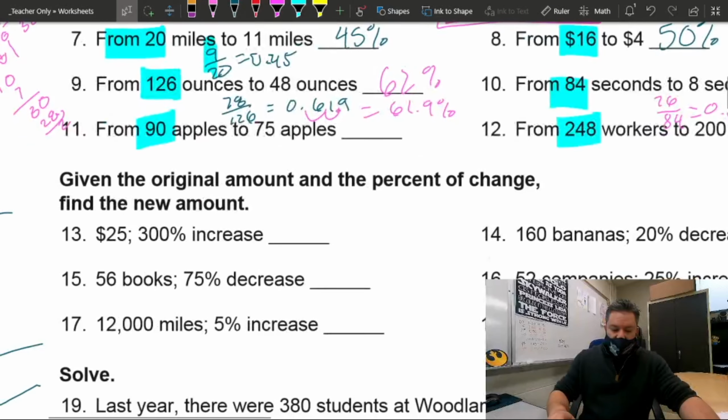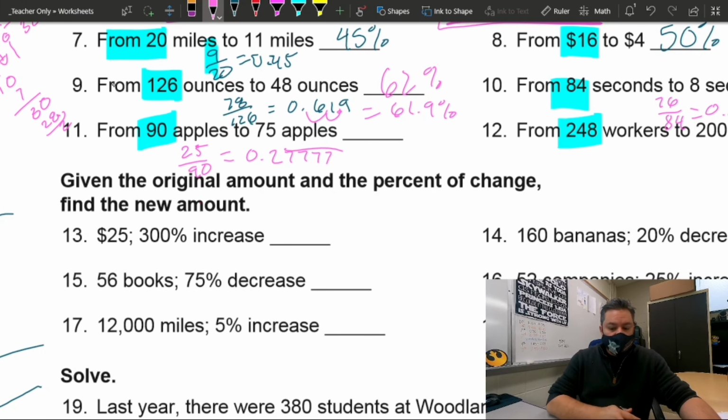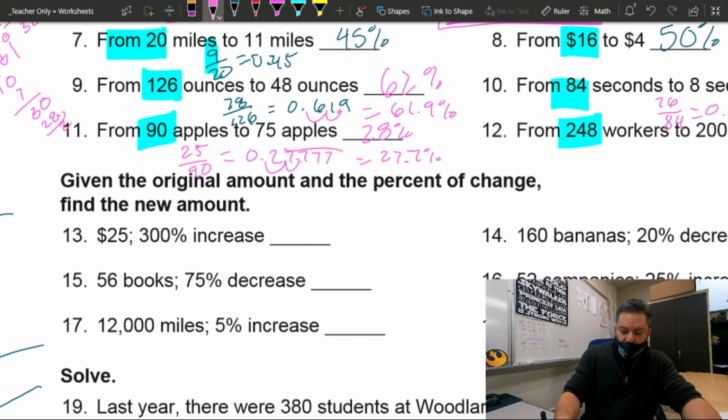All right, the next one. 90 minus 75 is going to be 15 divided by 90. 15 divided by 90, when you do TiVo, gives you 0.16666, repeating. So when you move the decimal once, twice, you get 16.6%, which is going to be 16 or 17%? 17%. Very good.